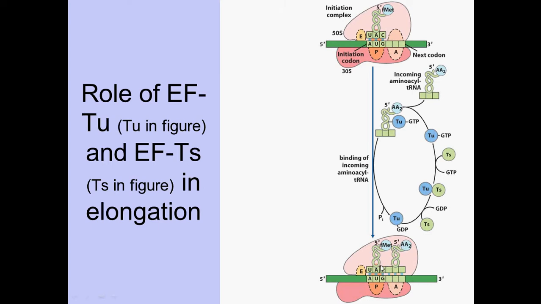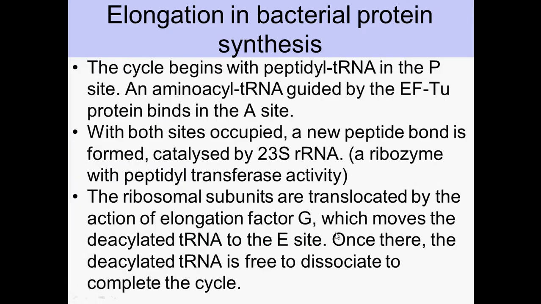make the peptide bond, and the peptide bond is going to be catalyzed by the 23S ribosomal RNA, which is a ribozyme with peptidyl transferase activity, which means it's going to form the peptide bond. And then the ribosomal subunits are translocated by the action of the elongation factor G.